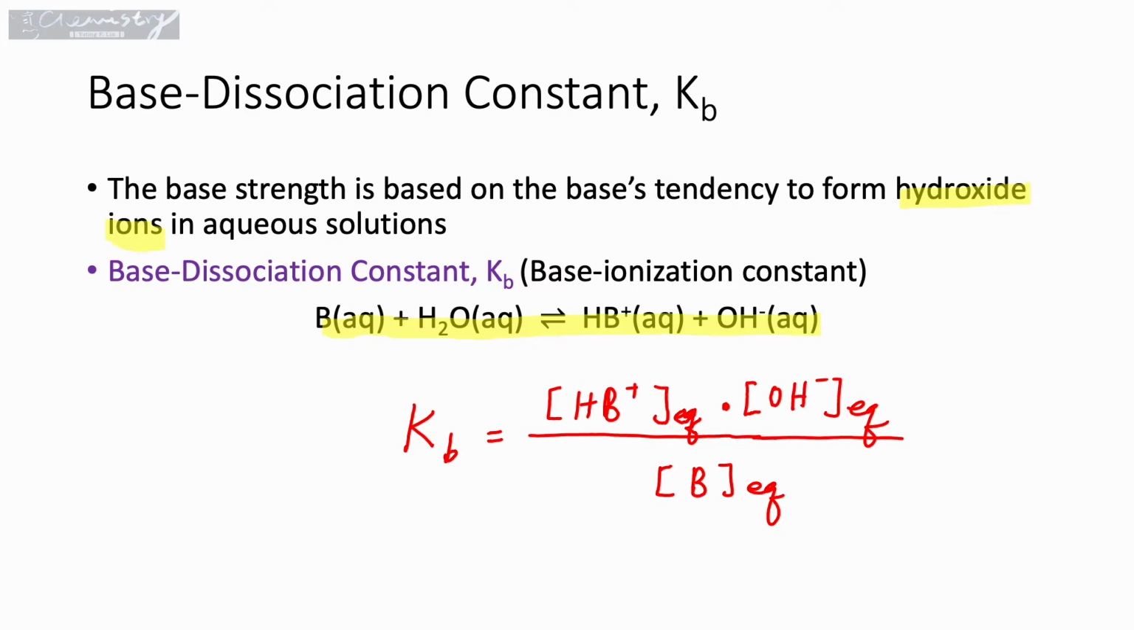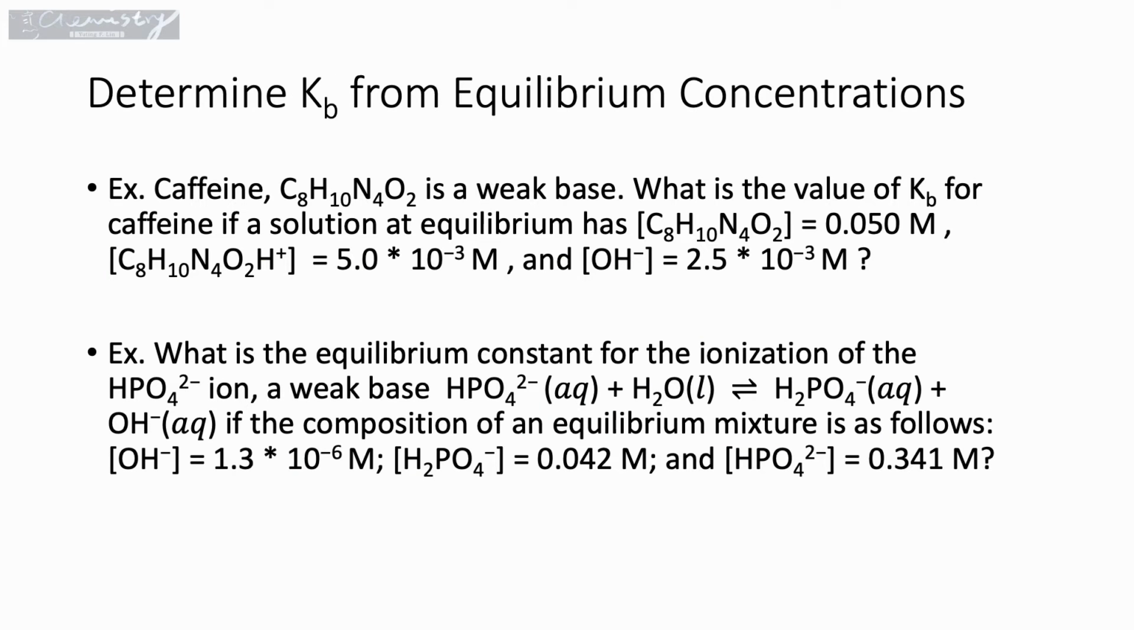And again, the higher the Kb, the stronger the base. Higher Kb means that it has a higher rate of dissociation. So when it dissociates more, then it is a stronger base. Again, over here are examples as to how we can find Kb from the equilibrium concentrations. And again, I hope at this point you are more confident in pausing the video and trying it out yourself.